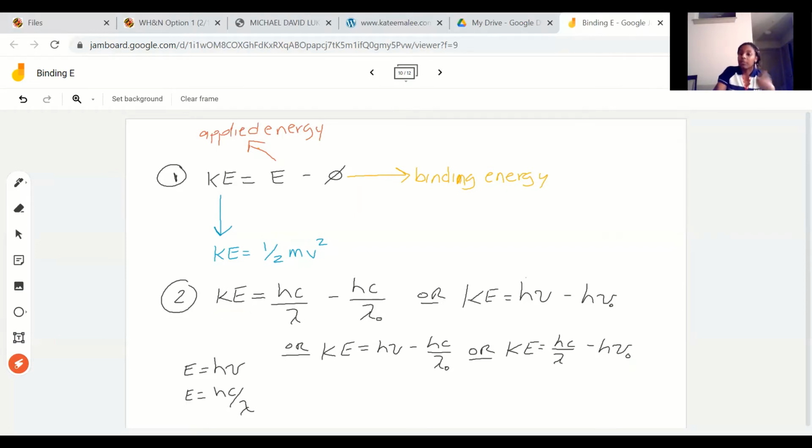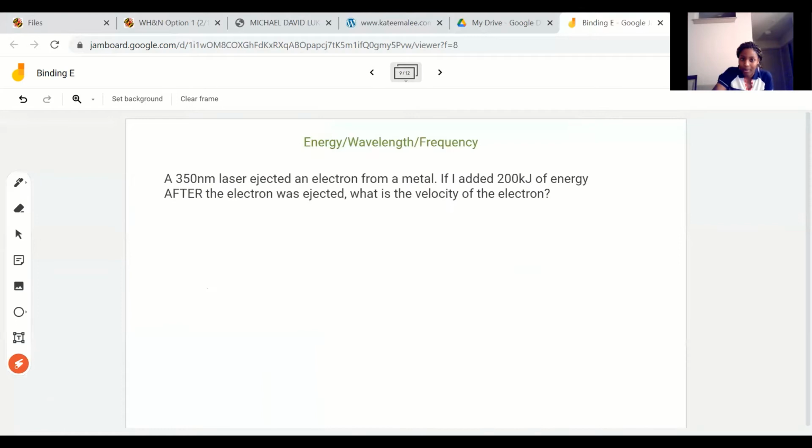So in terms of finding the velocity of the electron, once you've found that difference, you can take your kinetic energy and plug it into this equation and solve for velocity. Okay, so that's just a little intro. So going back to that problem, we're going to look at this and say, well, it's a binding energy problem.